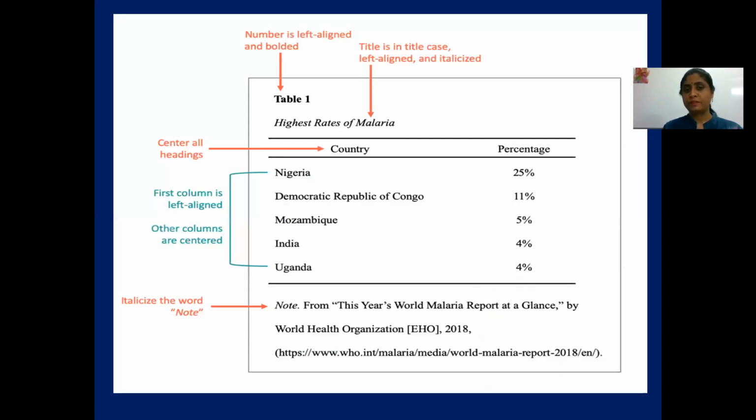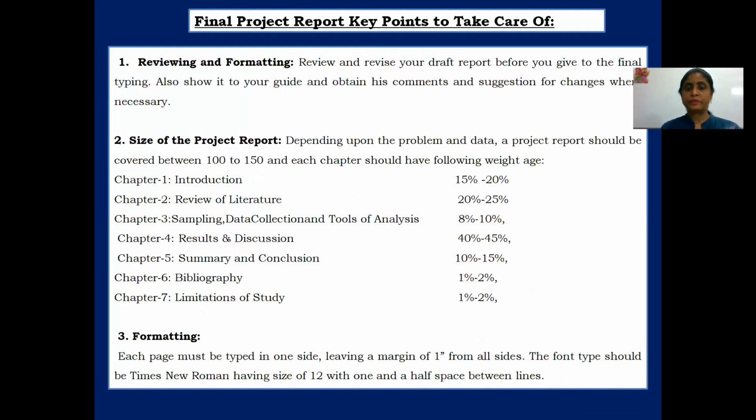See, table with table number, source. Finally, the key points to take care of by the student are 3 things. One is reviewing and formatting. Once you finish your draft, you must go through it a couple of times. Then only you can identify the minor mistakes in the project work, right? Size of the project.